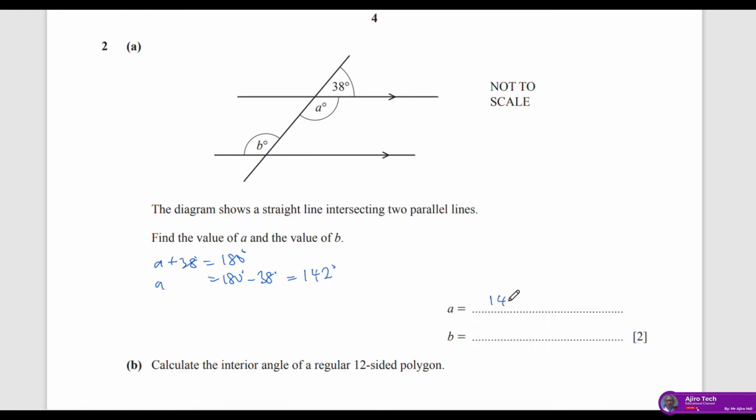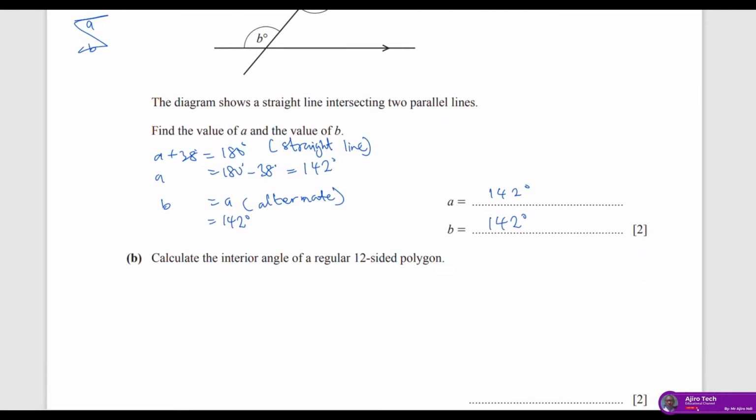A is 142 degrees. A and B are alternate angles. So B is equal to A, which is 142 degrees. If you like, write the reason: alternate angles. This one is straight line or supplementary. So that means B is 142 degrees.